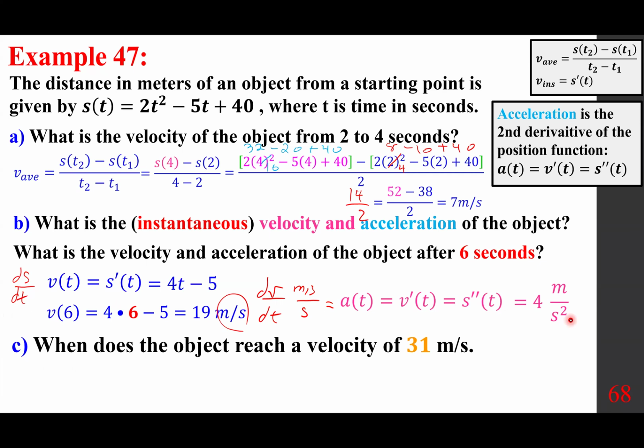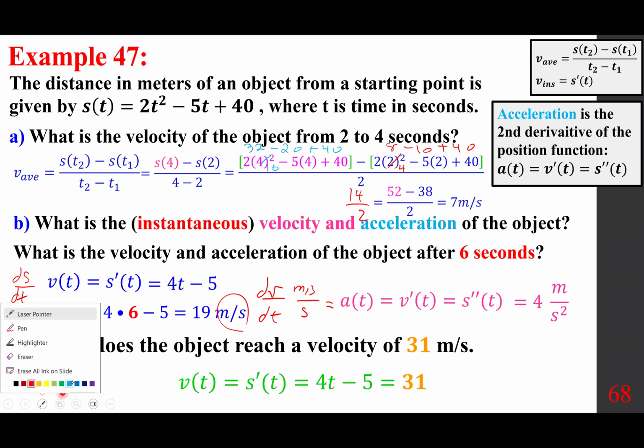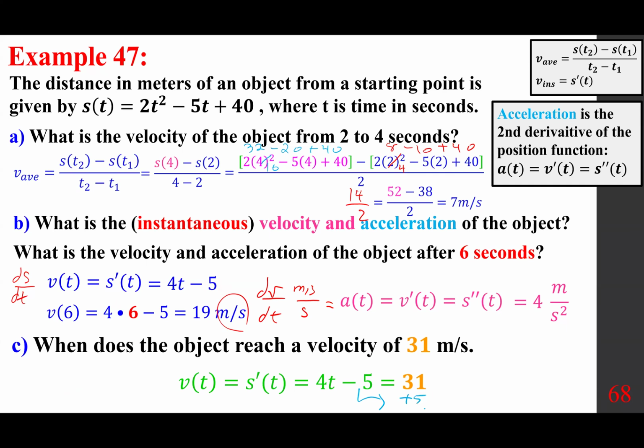When does the object reach a velocity of 31? So basically set 4t minus 5 equals 31. Move the negative 5, make it positive. They add up to 36, divided by 4 is 9 seconds.